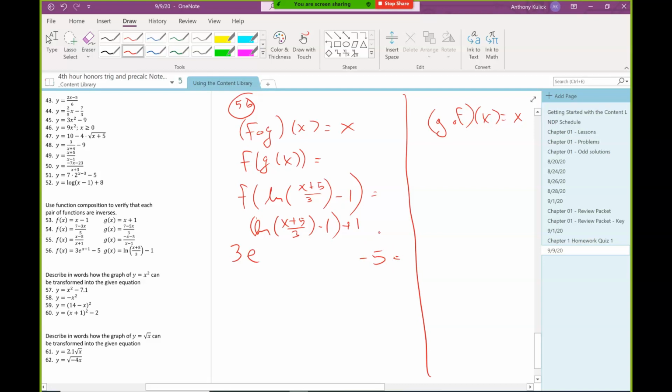Amanda, are you okay to there? Okay. So the first thing I would do is I observe that this set of parentheses here doesn't really need to be there. So if I drop those parentheses, I can cancel the minus 1 and plus 1.